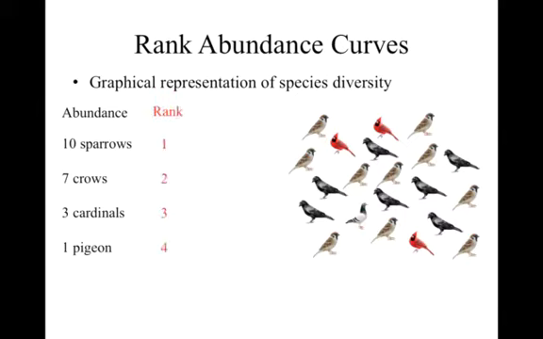So if I'm ranking them, the most abundant is sparrows, that gets a 1. The least abundant is pigeons, that gets a 4. And then I calculate the proportions. I have 10 sparrows out of 20 birds, so that's 50% sparrows, or my proportion is 0.5. 7 crows gives me a proportion of 0.3. 3 cardinals, a proportion of 0.15, and 1 pigeon, that's 1 out of 20, is 0.05, or 5% pigeons.